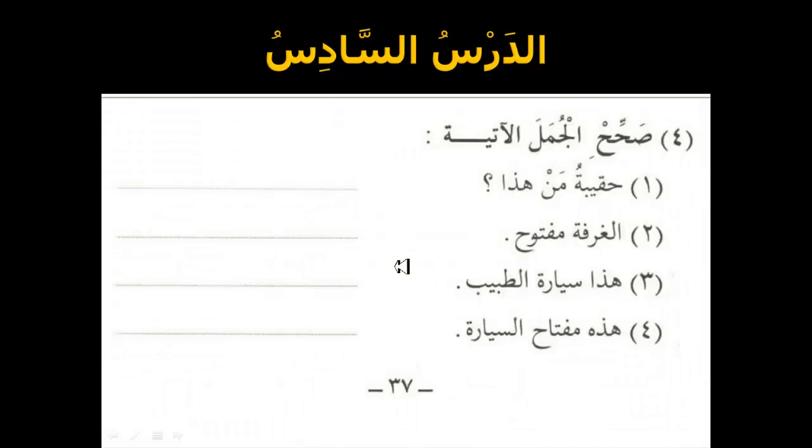Alright, number 4, correct صحح الجملة الآتية. Correct the following sentences. Basically, you're going to look at the sentences here and see anything wrong. For example, number 1, حقيبة من هذا. Well, حقيبة is feminine, but هذا is masculine. So we should have حقيبة من هذه.